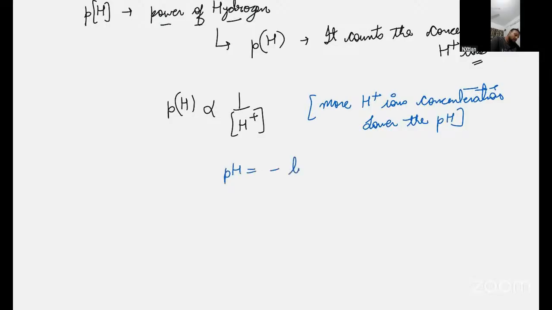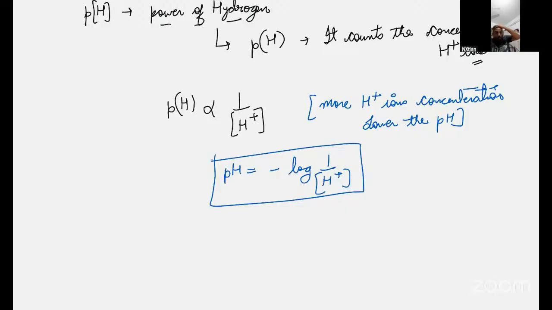minus log 1 upon H plus. The pH formula is minus log. Now this log they usually do not ask, but you should have the information: minus log 1 upon H plus ion concentration. Did you understand, guys? Is there any problem? No, sir.